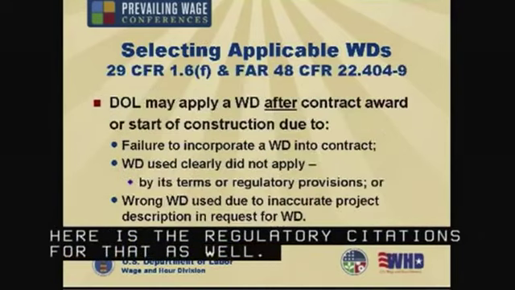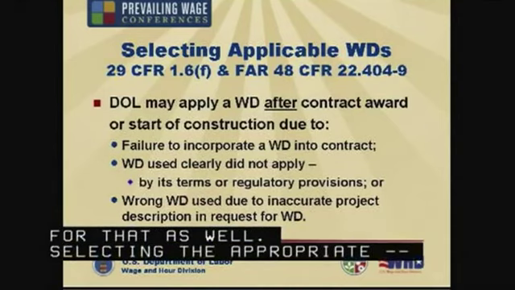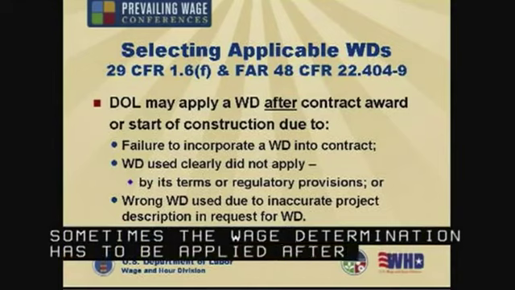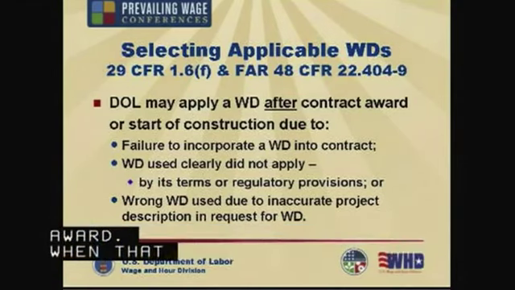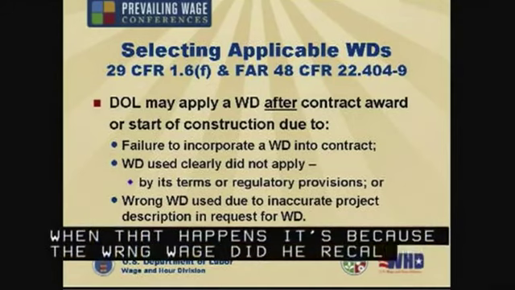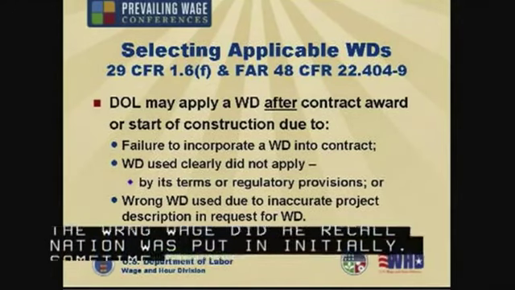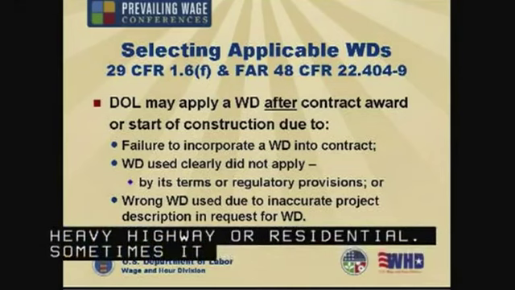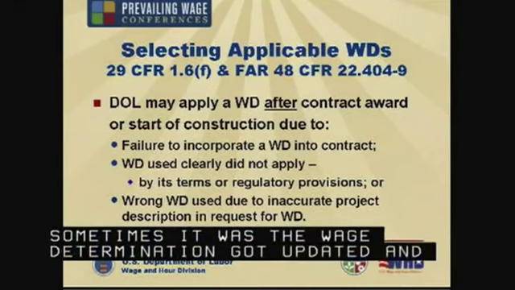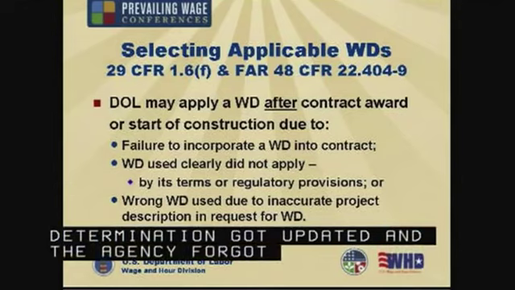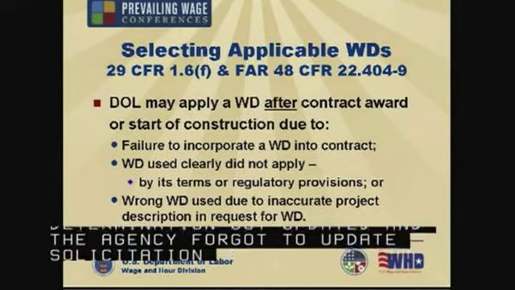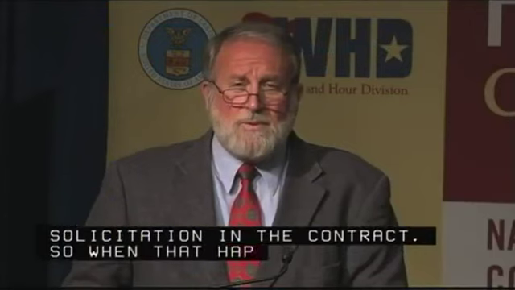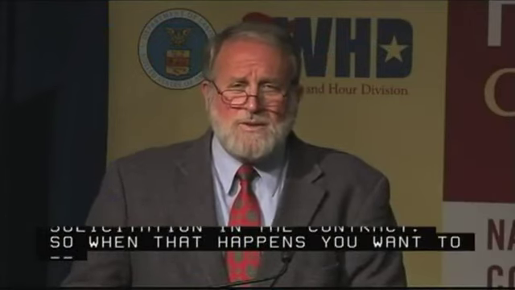Now, sometimes a wage determination has to be applied after contract award. When that happens, it's because the wrong wage determination was put in initially. Sometimes it was the wrong one among building, heavy, highway, or residential. Sometimes the wage determination got updated and the agency forgot to update the solicitation and the contract. So when that happens, you'll probably have some kind of a pricing action take place.